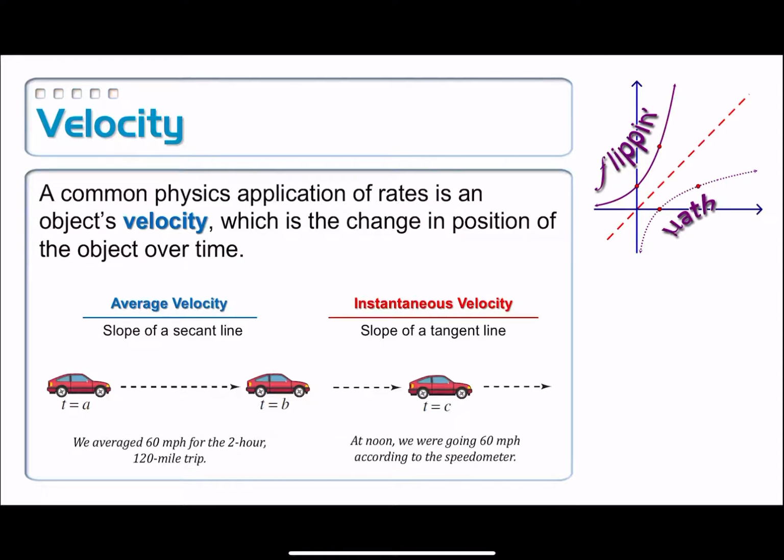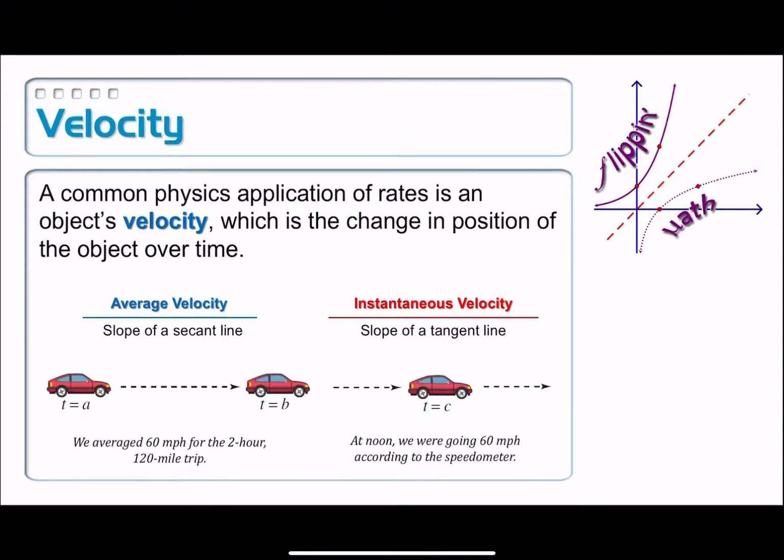Does that mean we were always going 60 miles per hour? Probably not. It means that sometimes we were going below it, sometimes we were going above it. It's entirely possible that at some point we were going 60 miles per hour, but we just averaged 60 over the course of that entire trip. Okay, so now calculus is going to help us get an instantaneous velocity.